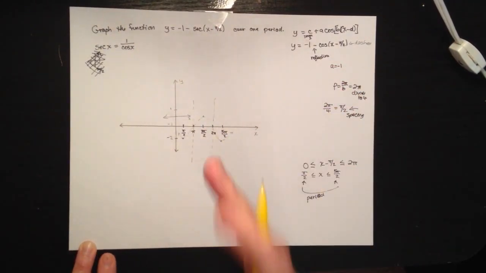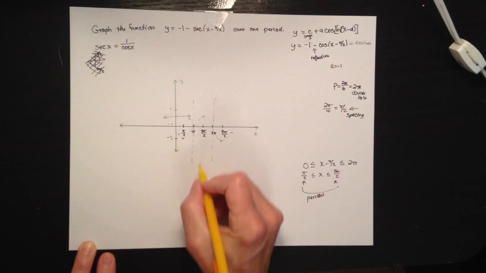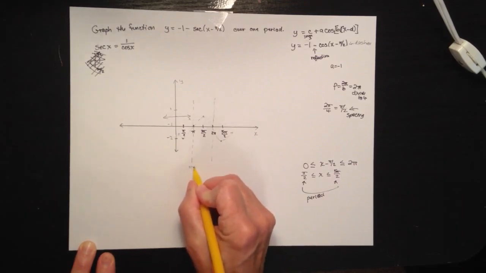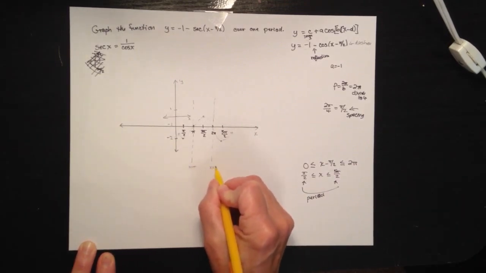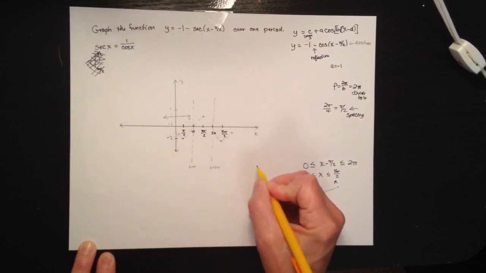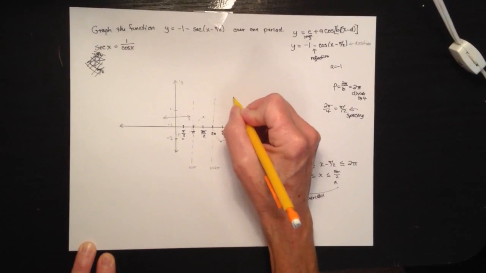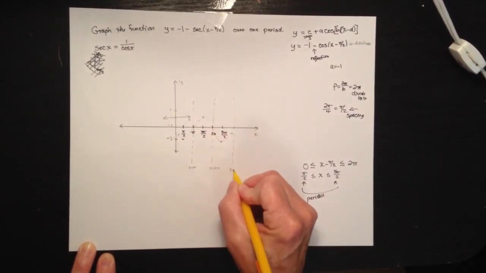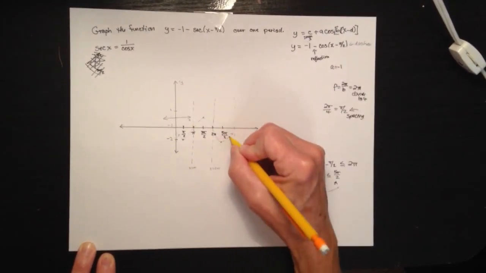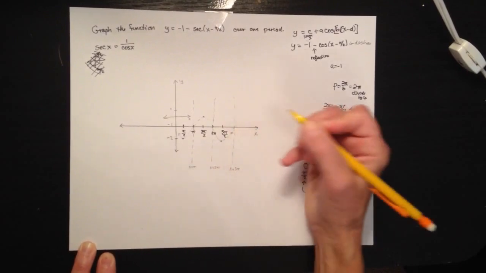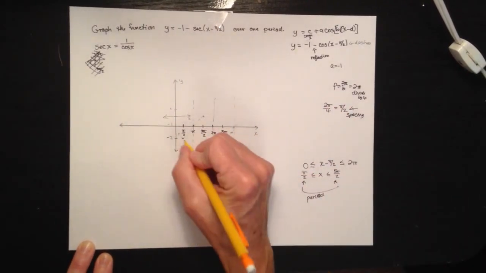And so our secant graph, this is not going to be dashed. These are vertical asymptotes. X is equal to pi. X is equal to 2 pi. The next one would be at 3 pi right here. This is where the next asymptote would be on this graph. X is 3 pi, and so on. Okay, so this is what the actual secant graph looks like.